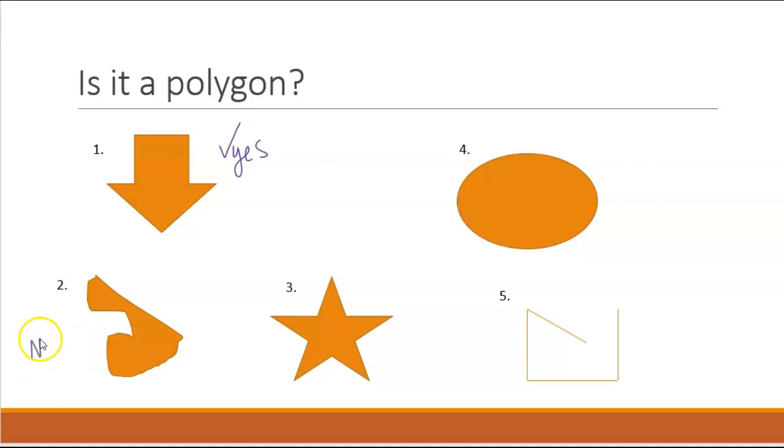Number 2, definitely not. We have our curved edges here. 3 is definitely a polygon, straight edges all connected. 4, nope. They are connected, but it's curved. So an oval or an ellipse is not a polygon, and a circle is also not a polygon. And number 5 is not a polygon. It's got straight edges, but it's not a closed shape, closed figure.